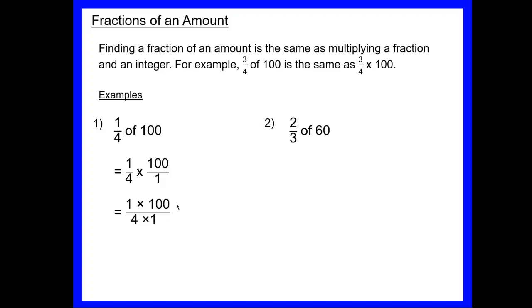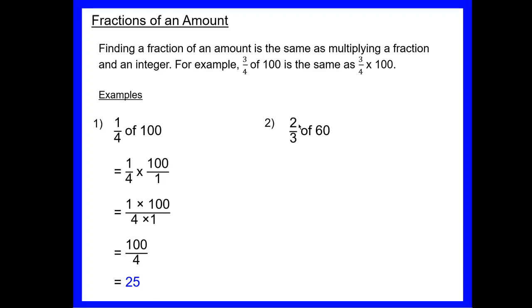So 1 times 100 over 4 times 1. 1 times 100 is 100, 4 times 1 is 4. So we've now got 100 divided by 4. They're both even, so we can simplify it. Now you might want to simplify it. You can hopefully see they're both divided by 4, or you might do it in 2 steps. You might divide by 2 and then divide by 2 again. But 4 goes into 100 25 times exactly with no remainders.